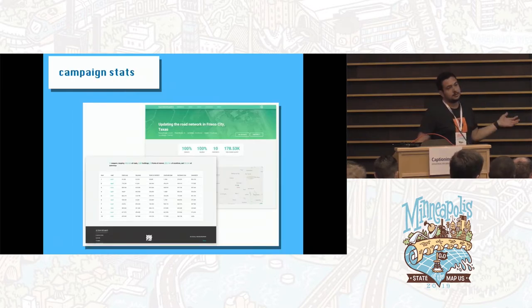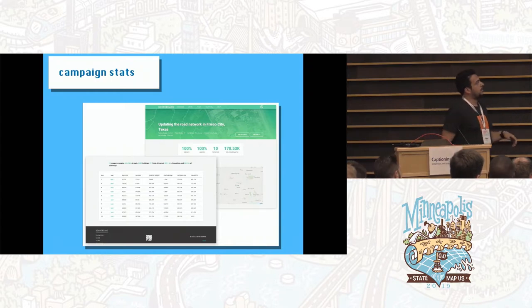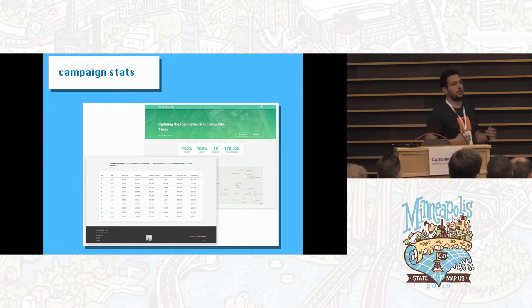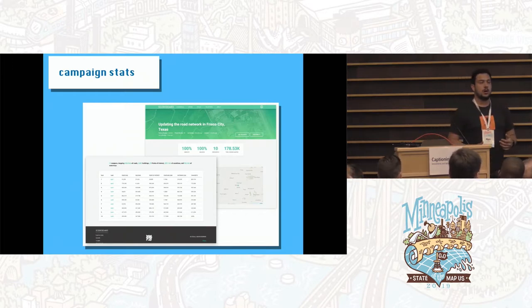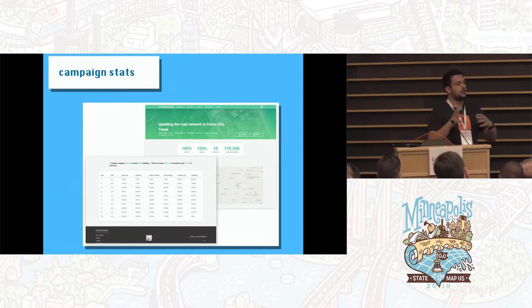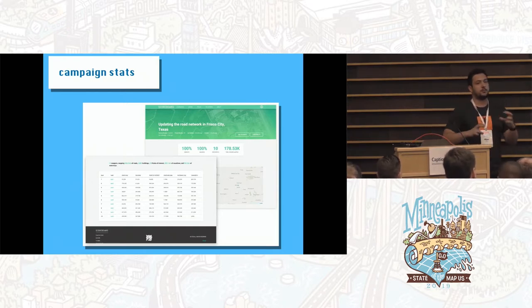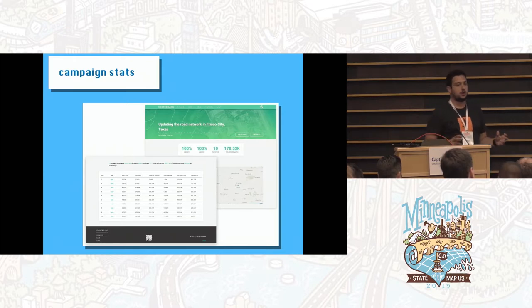These are campaign stats, right? So we import the Tasking Manager statistics for your team. We import the Tasking Manager projects for your team. And then as an admin on the platform, you can manage which campaigns you want teams to work on. But then we break out all the statistics that are happening for that particular campaign.